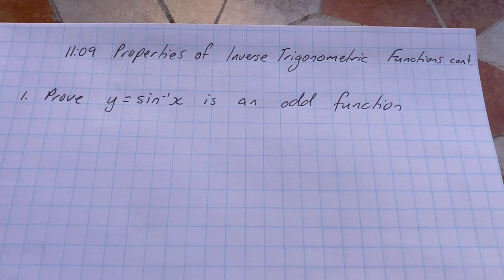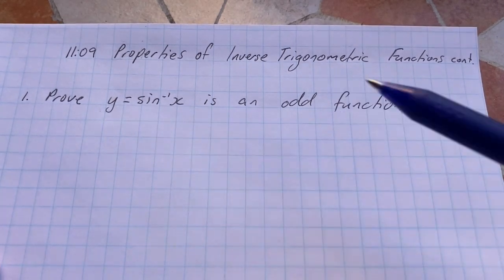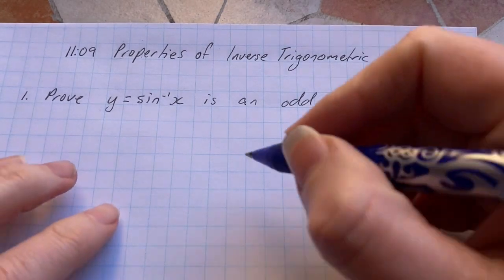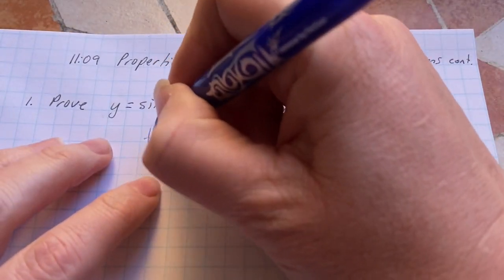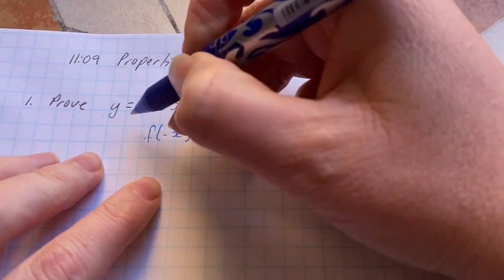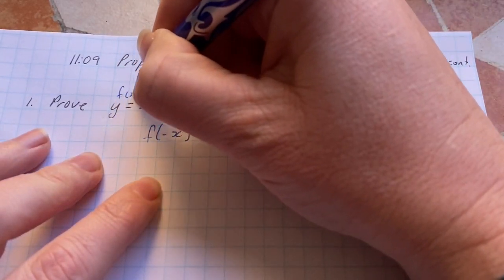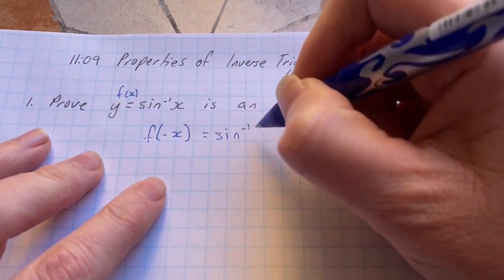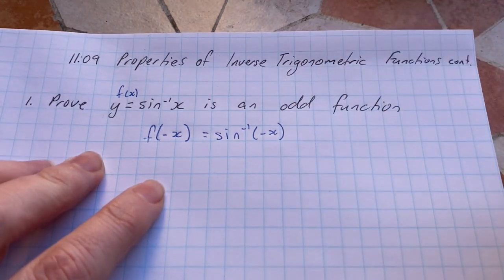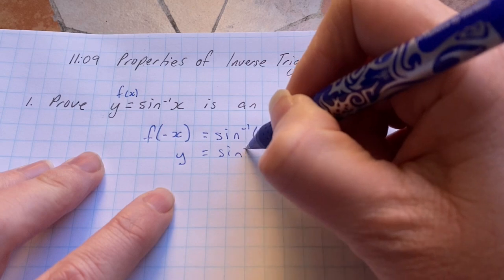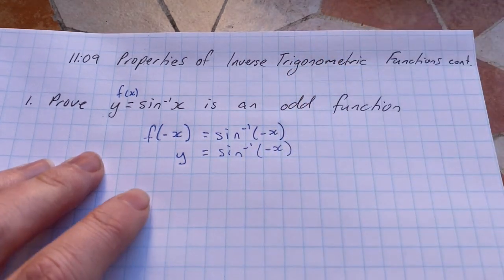So I'm just going to prove some results for some of the inverse trig functions. The first one is that we're going to prove that y equals sine inverse x is an odd function. Now you might remember, to prove something is an odd function, we start by looking at f of negative x. So this is our f of x, same thing. So f of negative x would be sine inverse negative x. Now just for ease of this, I'm going to actually say y equals sine inverse negative x.